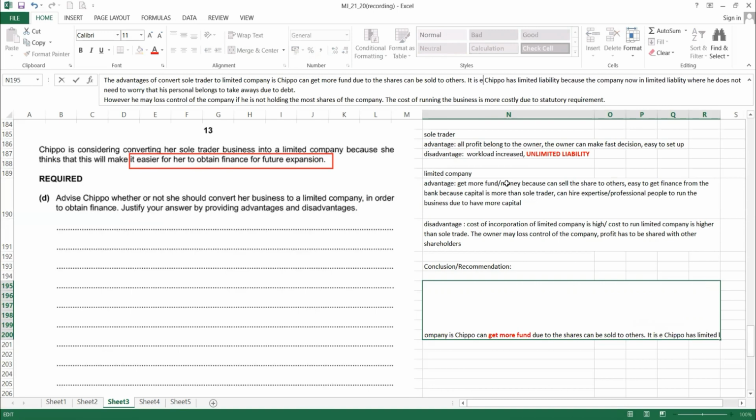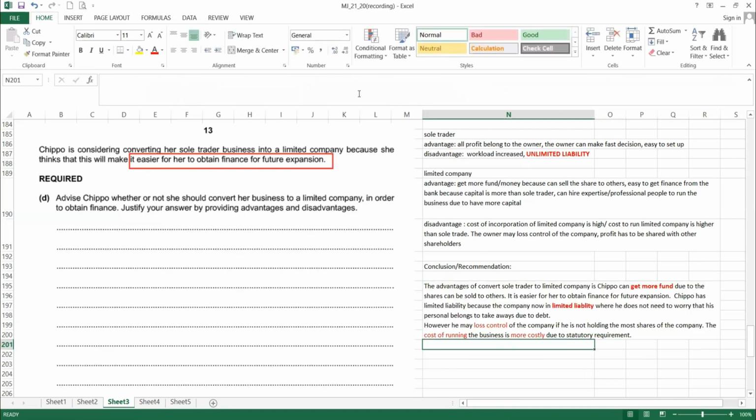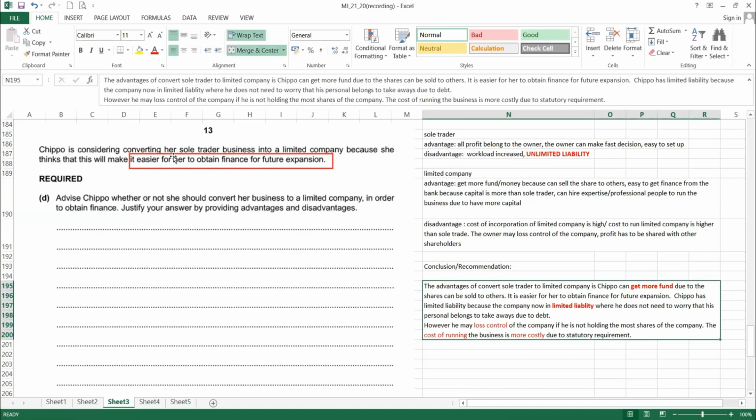Is easier for her to obtain finance for future expansion. So that is adding what they mentioned. Highlight again what they asked for. Okay, now let's continue.